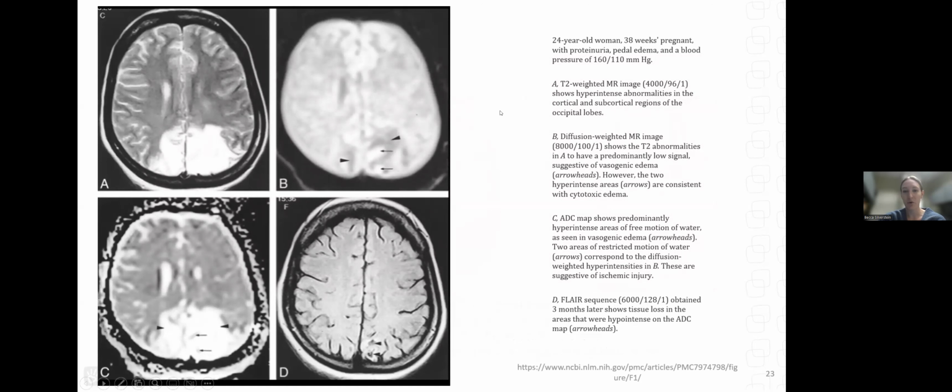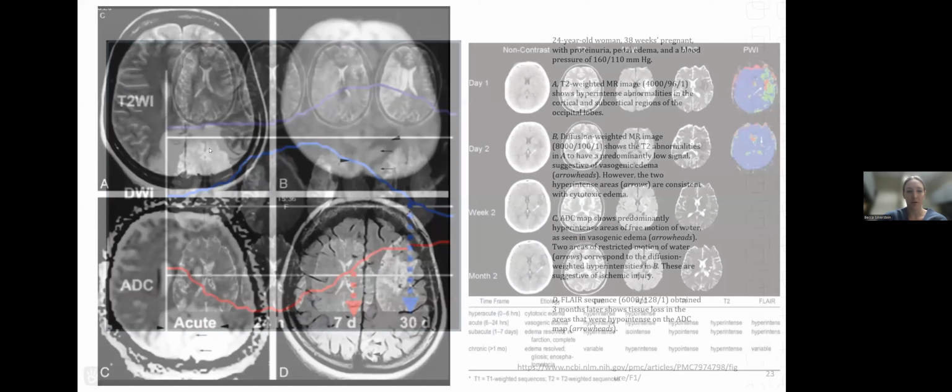So this was a 24-year-old female. She was 38 weeks pregnant, came in with edema, systolic blood pressure of 160. At the time, we got that T2 weighted imaging here on the top left, number A, and it just shows this really hyperintense area. Remember, T2 cannot distinguish the two.